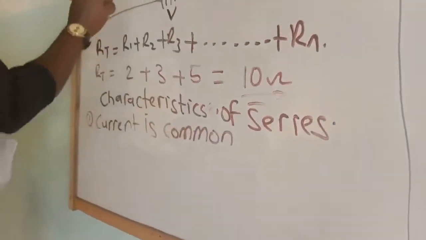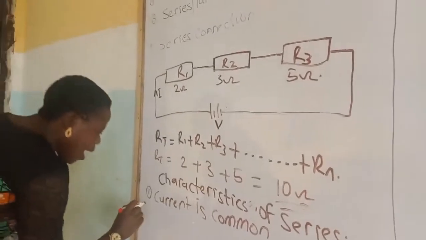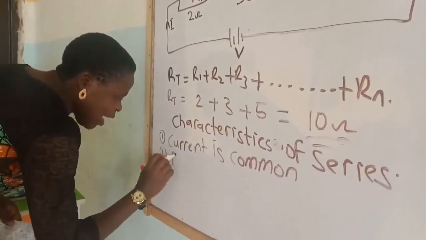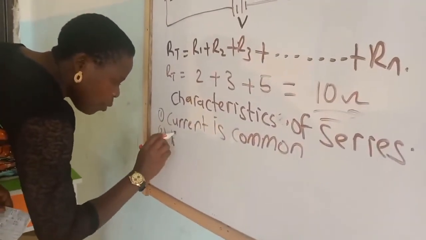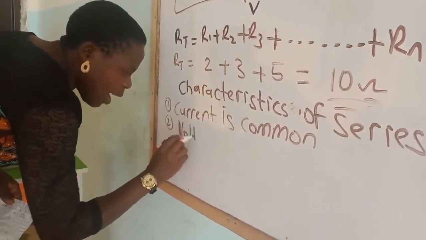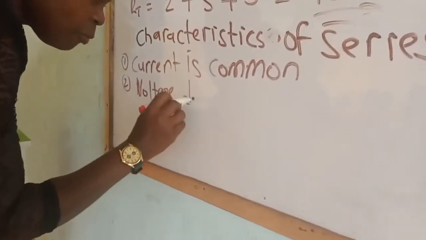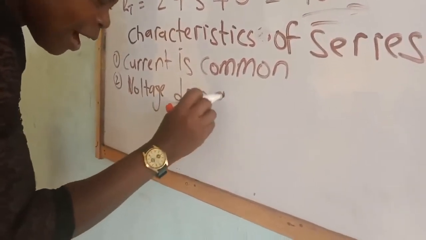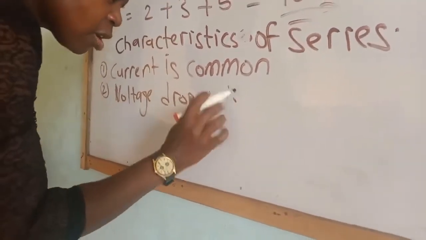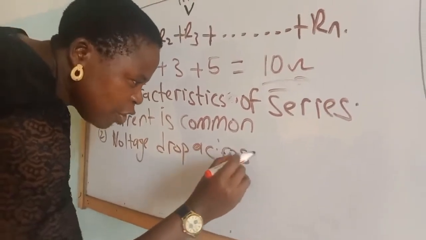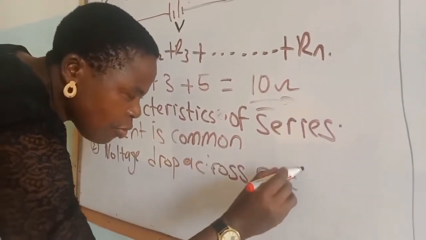That is, the same current will flow all through. We have the potential difference, which is the voltage drop across each resistor, depending on the value of each resistor.